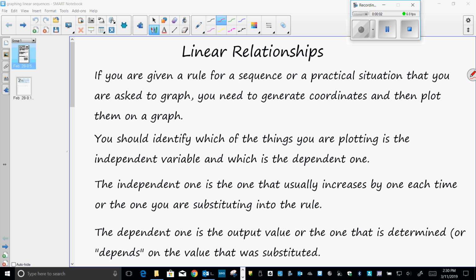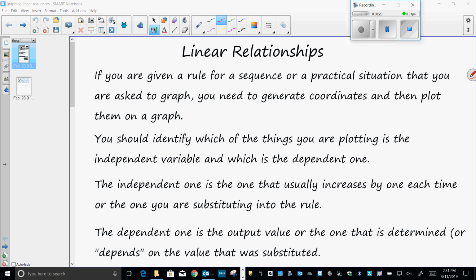Okay, so we've looked at sequences, and how we would generate them. If we've been given a rule, we can generate the sequence by substituting in values for n. So if we wanted the first term, we put n as 1, second term as 2, etc.